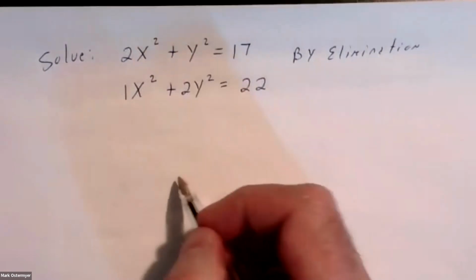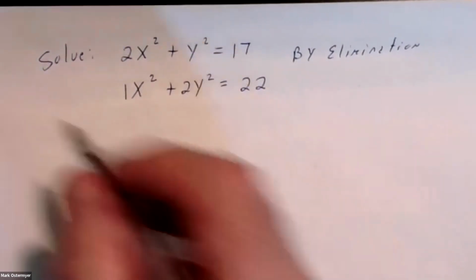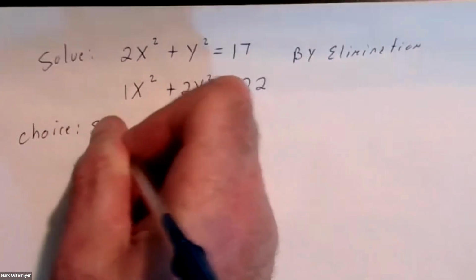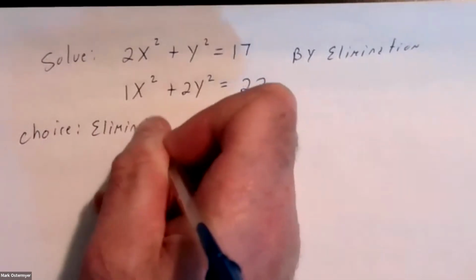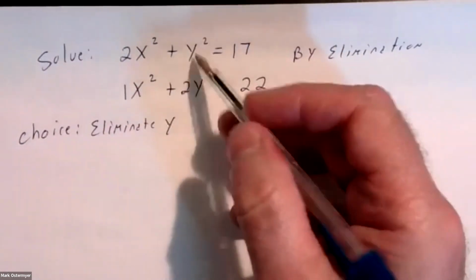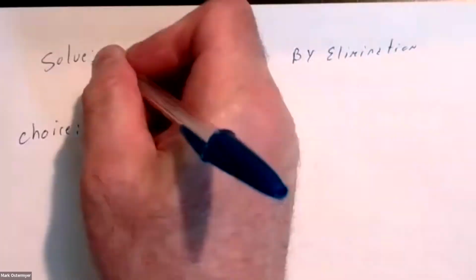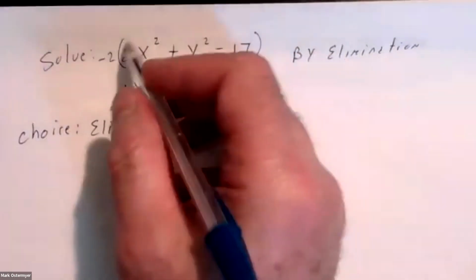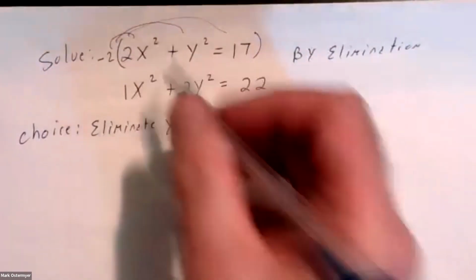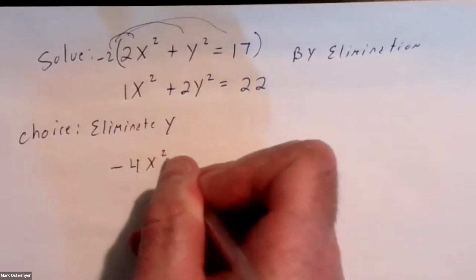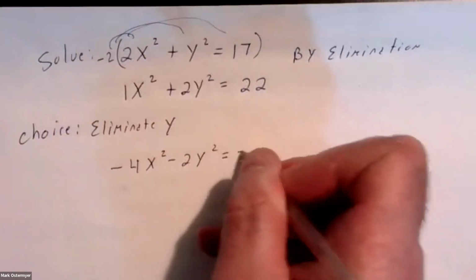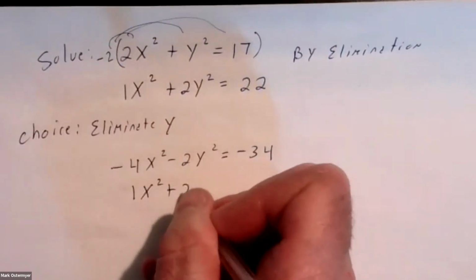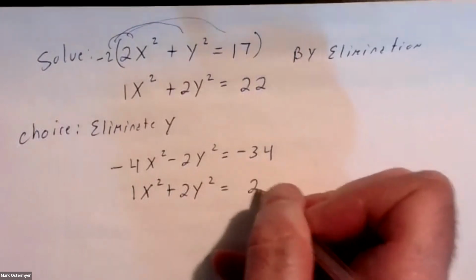So we have to make a decision. What variable do we wish to eliminate? I'm going to choose to eliminate y. Therefore, if this is 2y squared, I want this to become negative 2y squared. I can arrange for that to happen by multiplying my first equation by negative 2, of which I would then have the equivalent first equation as being negative 4x squared minus 2y squared equals negative 34. The second equation slides underneath this unaltered, keeping our like terms lined up.